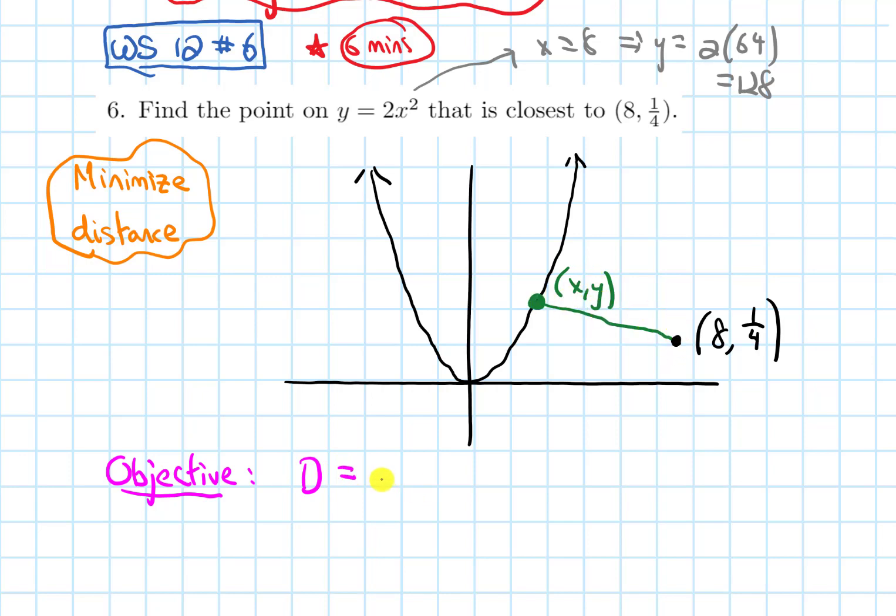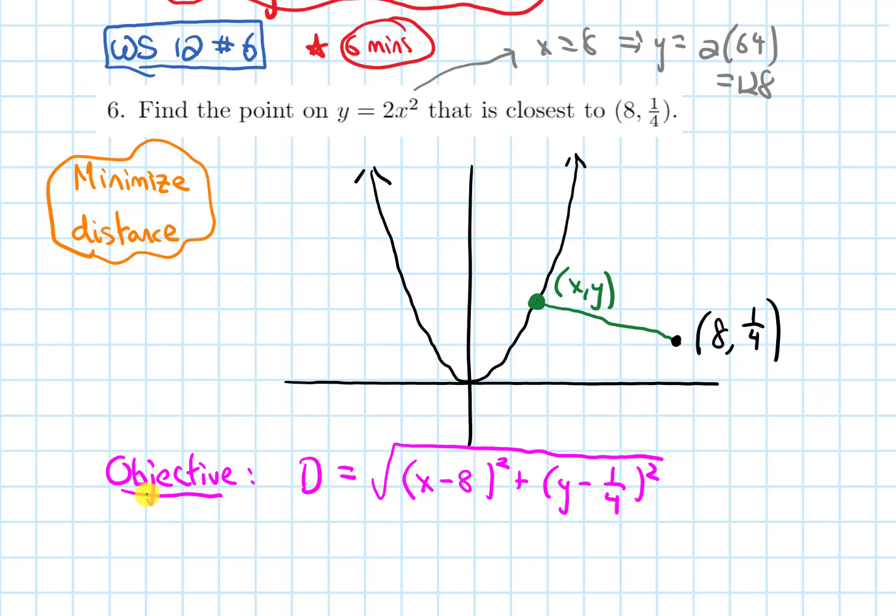So remember, the distance formula gives us a big old square root. And then within that square root, we do the x coordinates subtracted, and we square them. So that'll be x minus 8 squared. And then plus, we square the y coordinates being subtracted. So y minus 1/4 being squared.